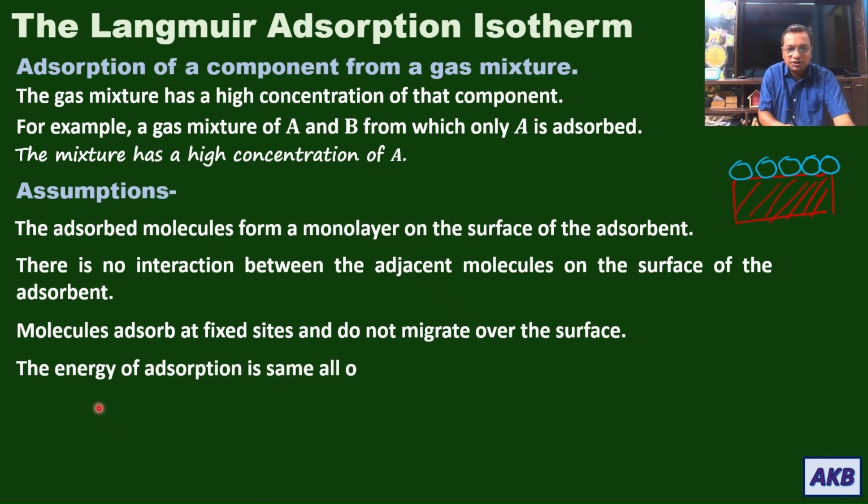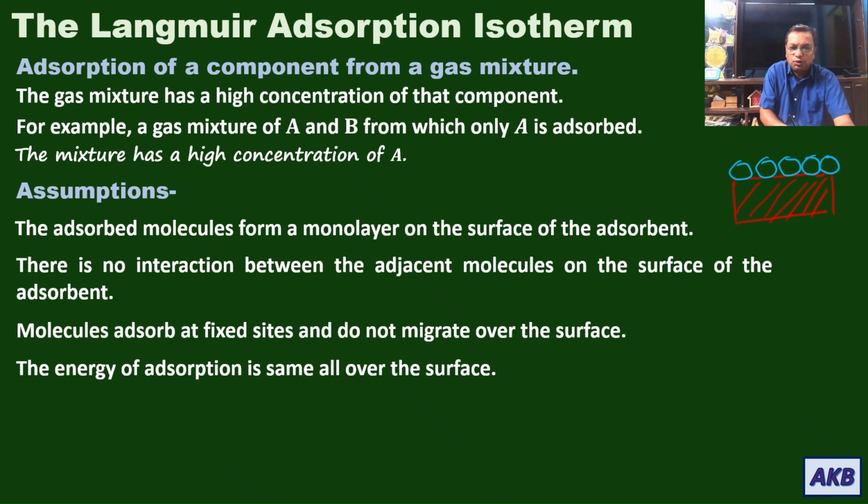Then the fourth assumption is the energy of adsorption is the same all over the surface. So the energy associated with adsorption, which may either be released or absorbed, is the same over the entire surface. This is the fourth assumption. The derivation of the equation for the Langmuir adsorption isotherm is based on these four assumptions.